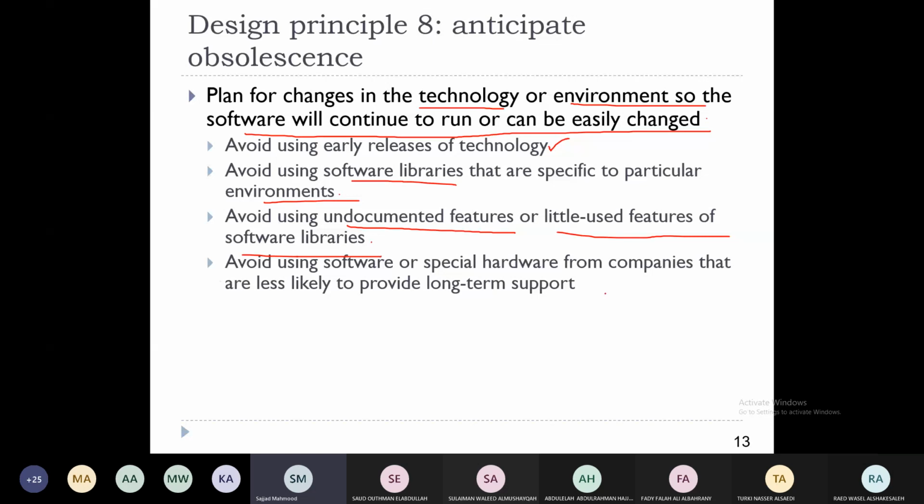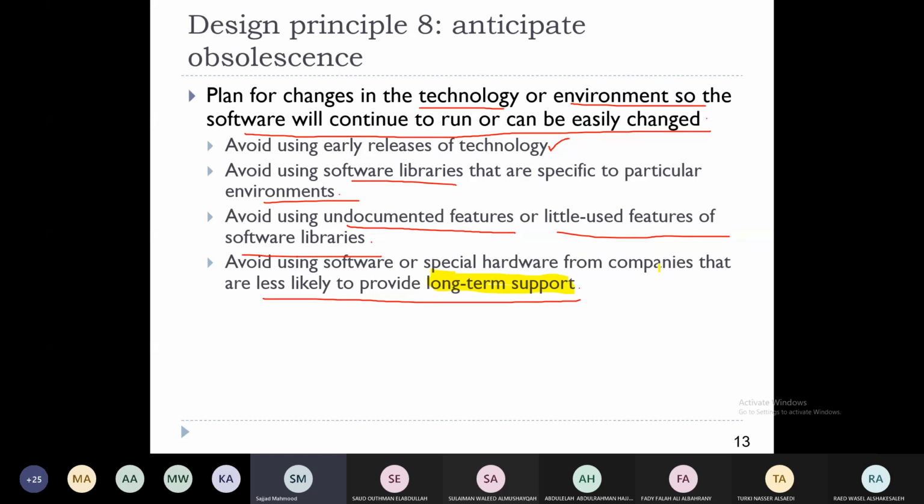And of course, avoid using software or special hardware from companies that are less likely to provide long-term support. This is also very important. Sometimes it is actually very critical for larger organizations that they don't want to bank on a certain hardware which is only developed by one company, and such a small startup company that maybe you don't know how stable they are, how mature they are, or how they're going to provide long-term support for their hardware. So all of these things are important.